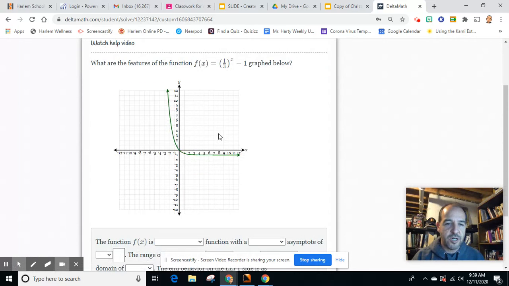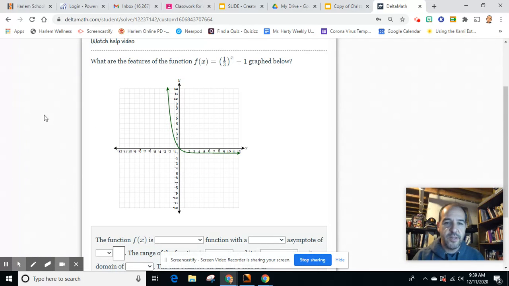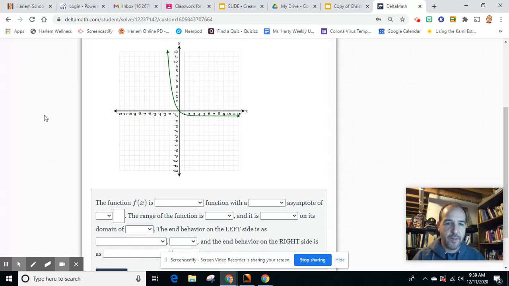So what are the features of the function (1/3)^x minus 1 graphed below? Okay, so let's see, the function of f of x. All right, here's the first big clue of the day. We haven't done logs yet. So this is exponential. That's a freebie. Again, you're welcome. With a, what type of asymptotes have we been having here? Which type of line is our do not cross line?